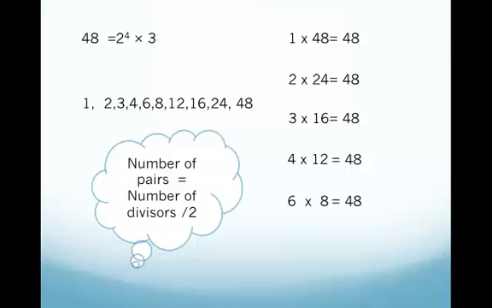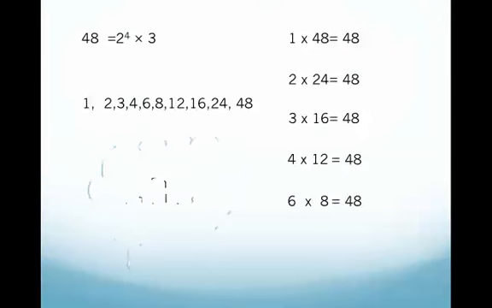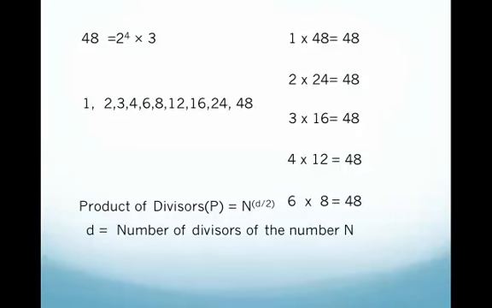Obviously, if the number of divisors in this case is 10, therefore we got 5 pairs of divisors such that the product of each pair is 48. On generalizing, the product of divisors is given by the number n raised to the power of d by 2, where d is the number of divisors of the number n.